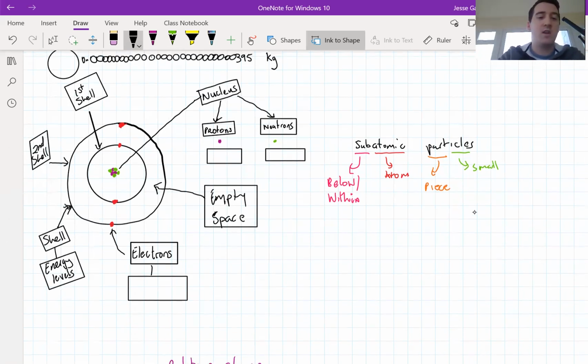So electrons, you should have said, have a -1 charge, which is obviously negatively charged. Protons, hopefully you said, have a +1 charge. The relative charge is +1. This is obviously called positive. And neutrons have 0 charge. We call this neutral. They don't have any charge.